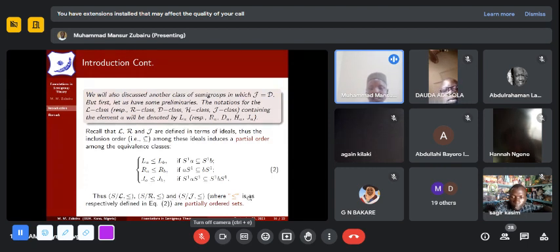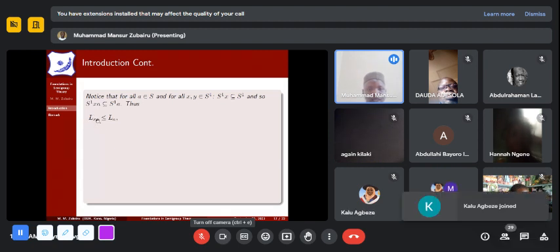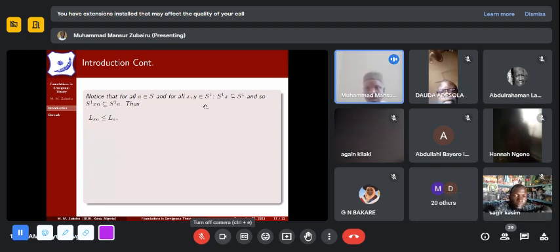So these are all partially ordered sets. Notice that for all a in S and for all x, y in S^1, we have this: S^1 x is always a subset of S^1. If this is true, then we can multiply on the right by a to have S^1 x a is a subset of S^1 a. And if this happens, then L_(xa) is less than or equal to L_a. That does follow from here. It's just from this simple argument, for all a in S and x, y in S^1.